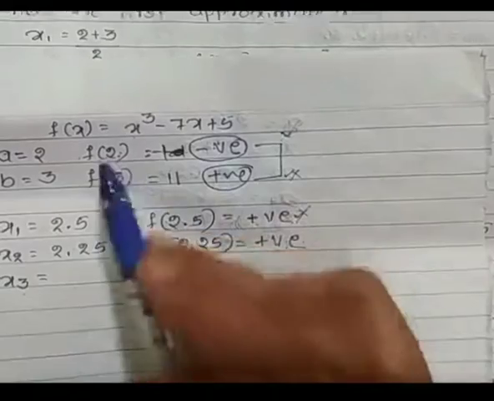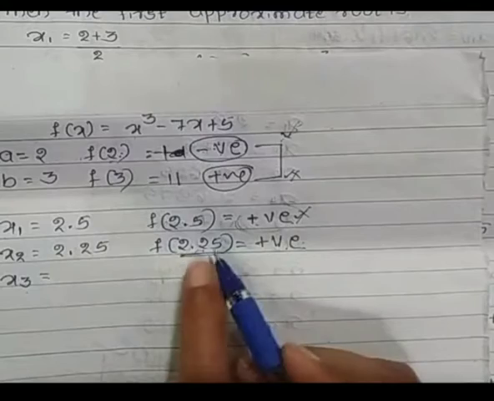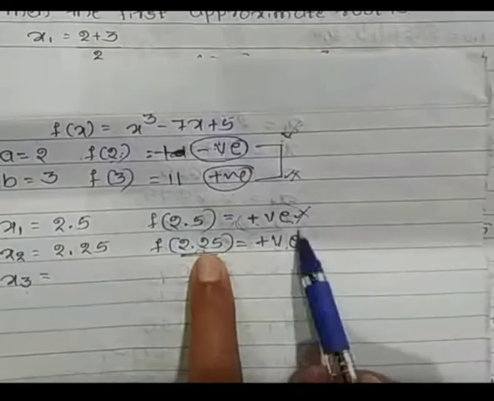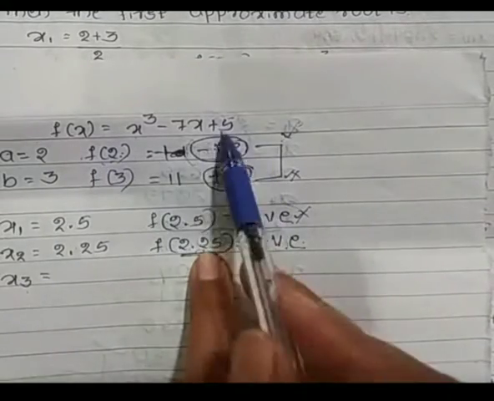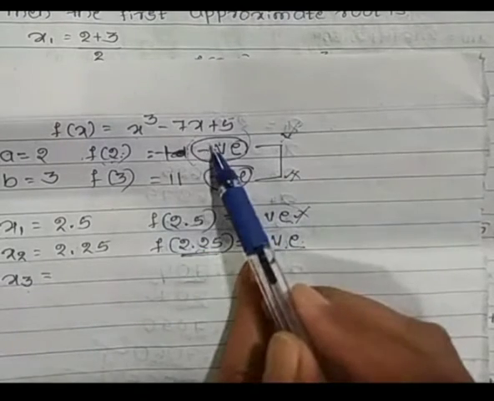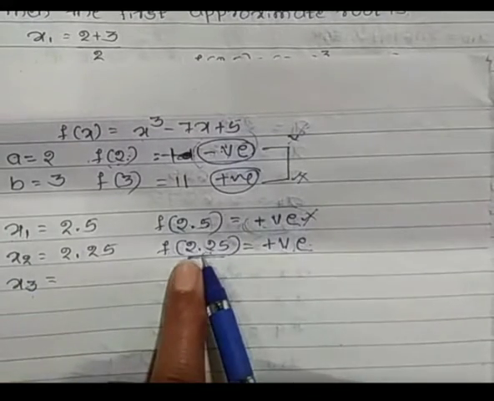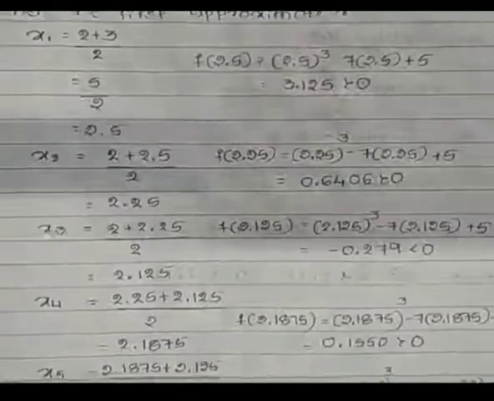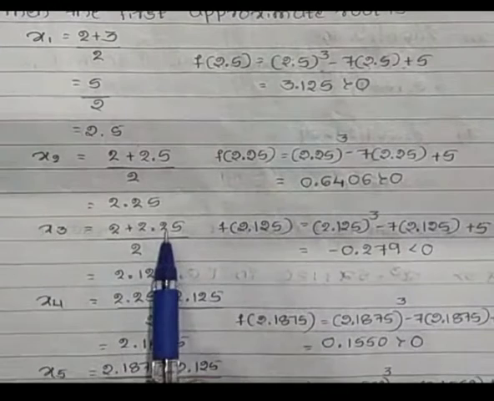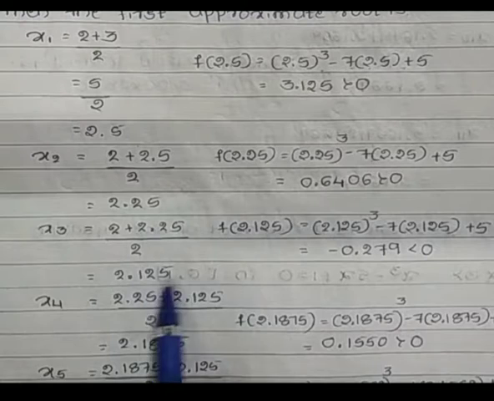This negative value we are getting for 2. Therefore, x3 value is depending on 2.25 and 2, because 2.25 is giving us positive and 2 is giving us negative. The previous two are positive only, so that won't work. One positive and one negative value we have to consider. So x3 value is depending on 2.25 and 2. To calculate x3 we have 2 and 2.25. Add them and divide by 2, we will get 2.125.